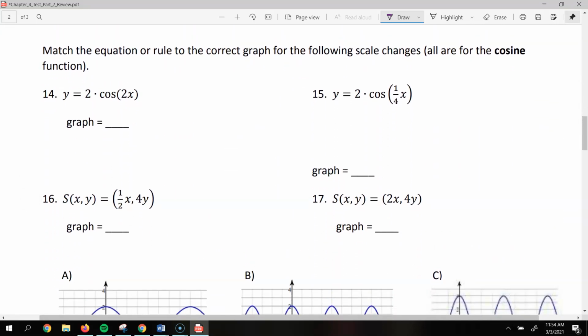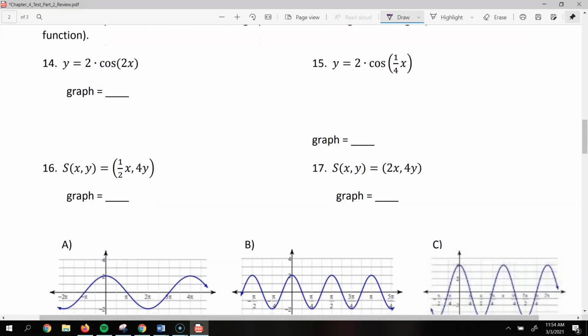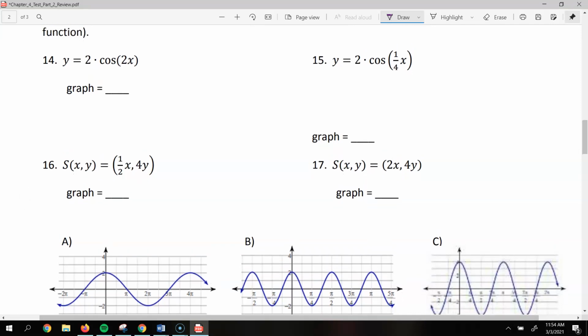All right, let's look at another graph, another matching question. This one, we're going to match these equations to these graphs. This time, though, instead of translations, we're dealing with scale changes. So that means it's going to be stretched vertically or horizontally. Let's start with the first one here for number 14. With the beginning there with 2 times, remember that means vertically it's going to be stretched to be 2 times the size.